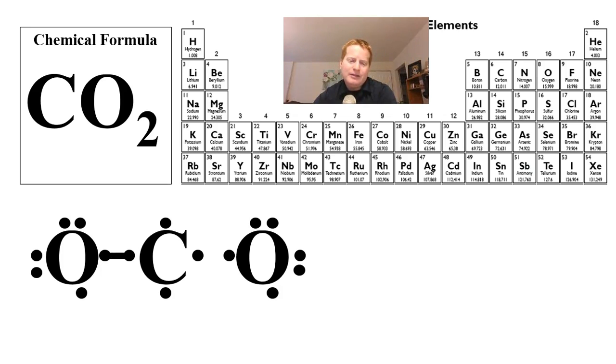We're going to put a bond between this carbon and oxygen. And another bond, and that's going to give this oxygen an octet. That's going to make that oxygen happy and satisfied. And then we look at the other oxygen and carbon, and we're going to make a bond there.